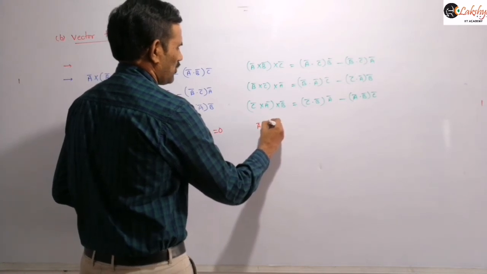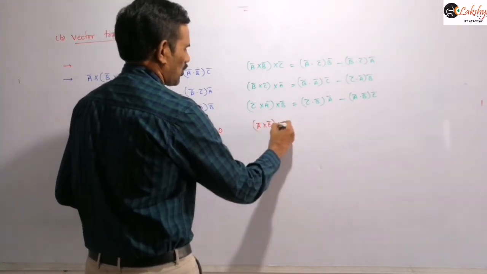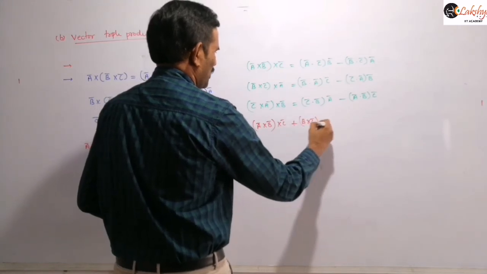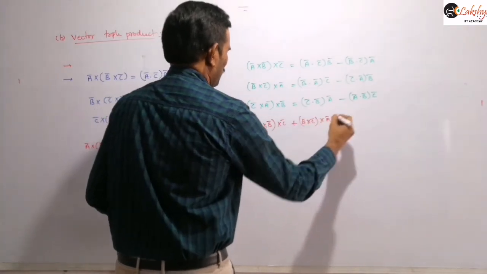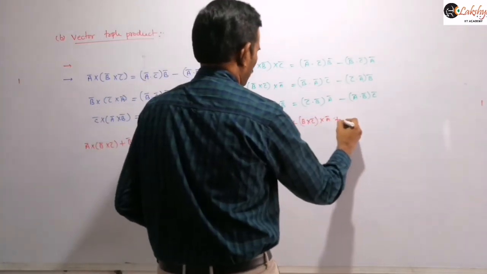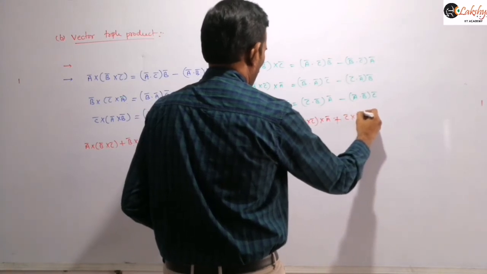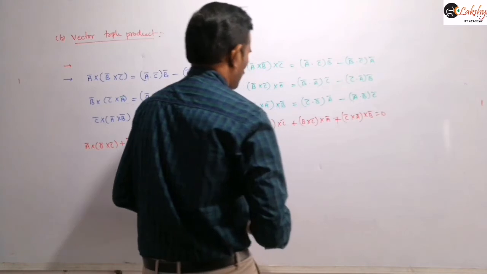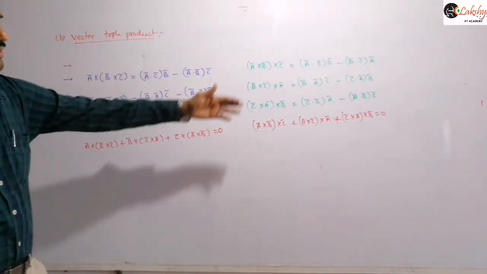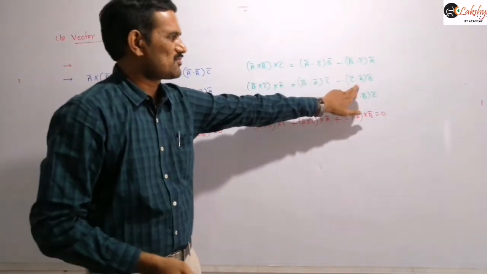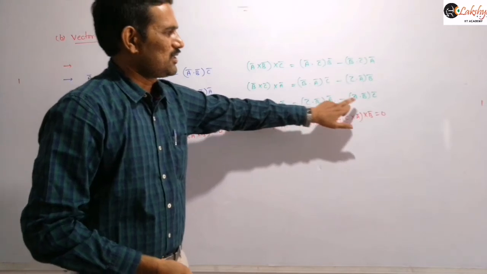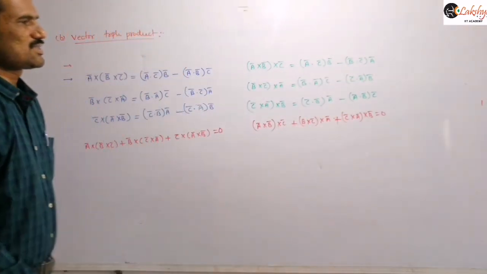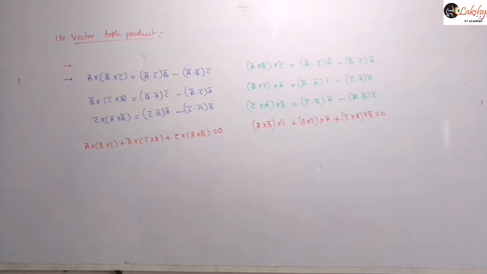a bar dot b bar cross c bar, plus b bar cross c bar cross a bar, plus c bar cross a bar cross b bar. So that value is equal to 0. Again, on this side you can also observe that these two terms will be cancelled, and then these two terms, and these two terms will be cancelled. So the resulting value will be 0, you can conclude.